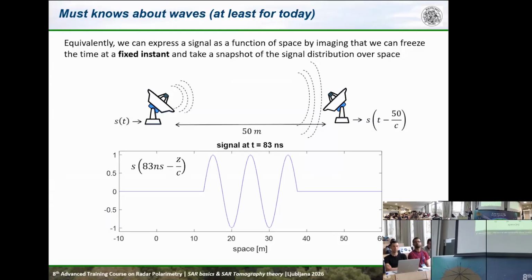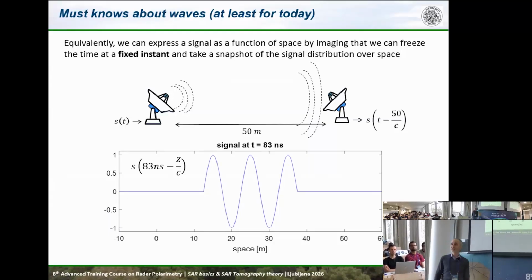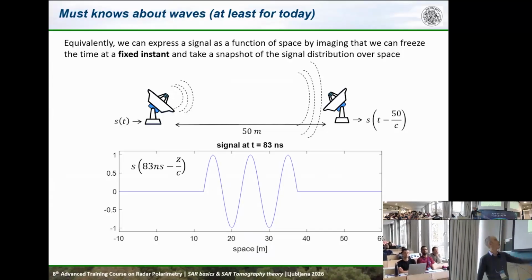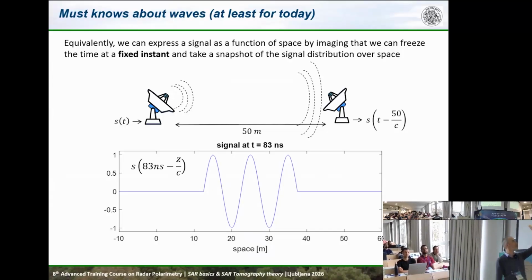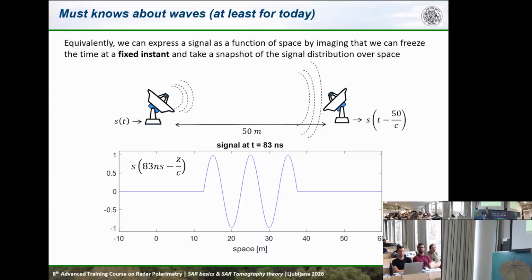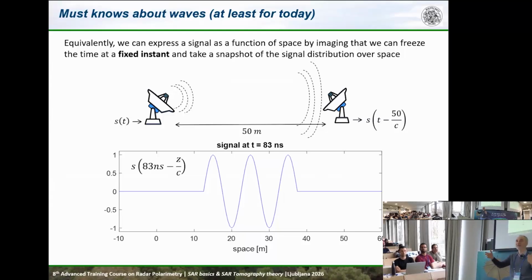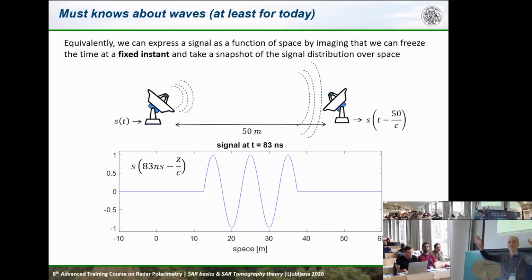You can do the other way around. Just imagine that you fix time, so you take a photo, and in this case you have a representation of the wave as a function of space. Just imagine taking a snapshot. If you could visualize the field intensity, you would see something that changes over space now.